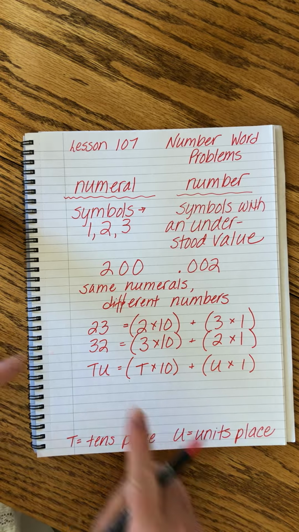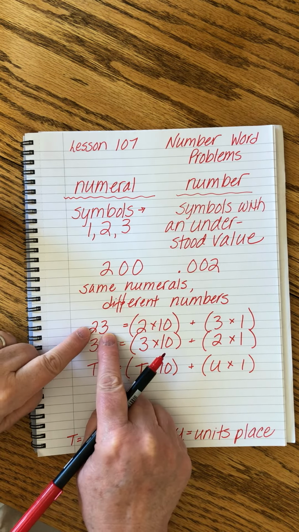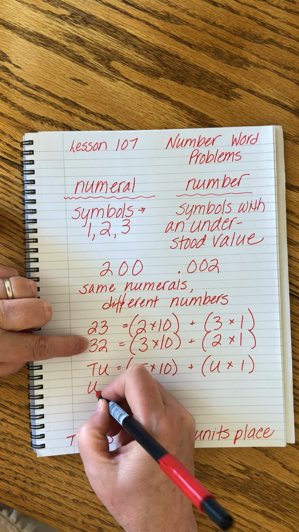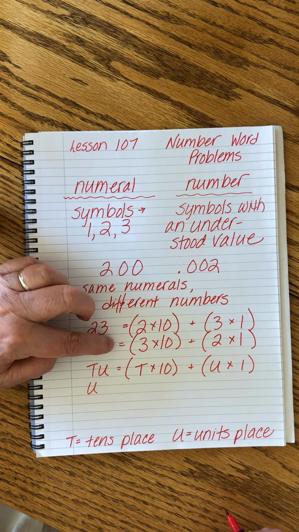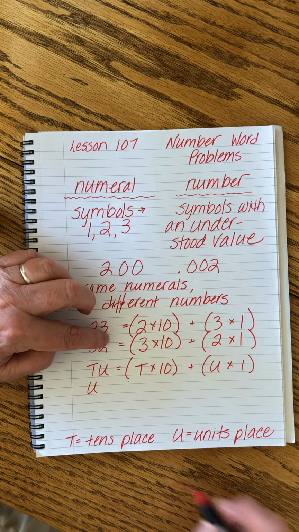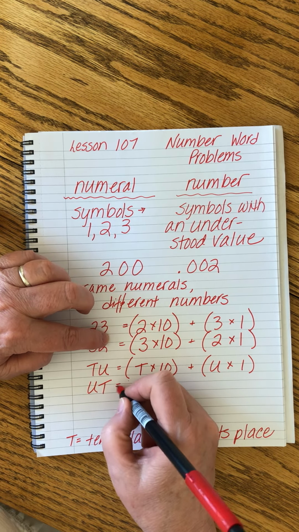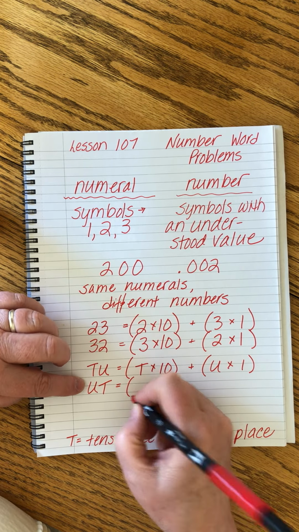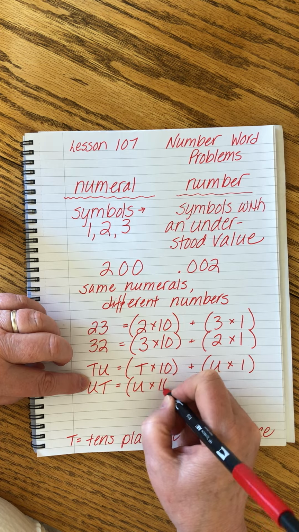Make sense? Then what we can do, just like we did here, we can flip it. And the number that was in the units place is now in the tens place. And the number that was in the tens place is now in the units place. So if we flip them, then we take this number and multiply it by 10.